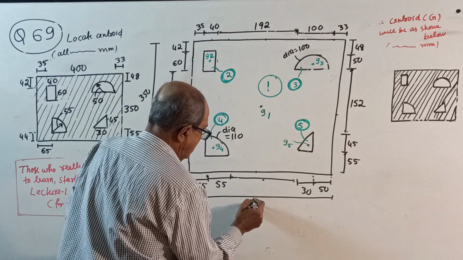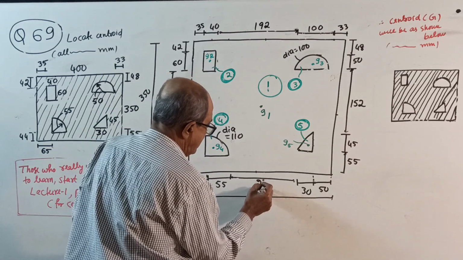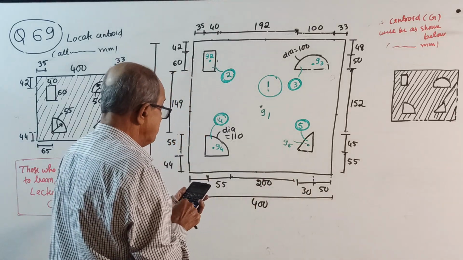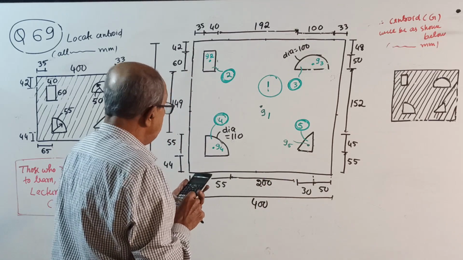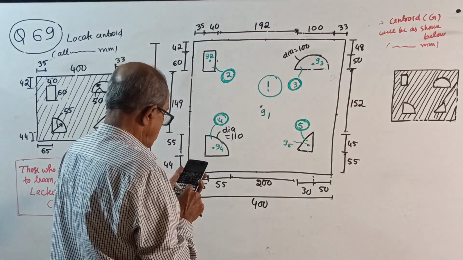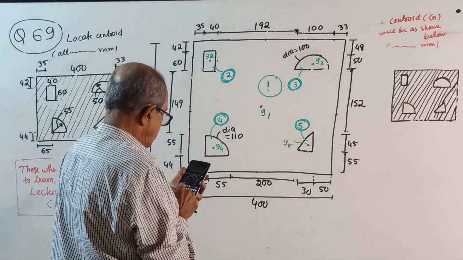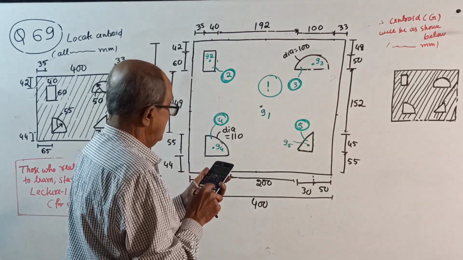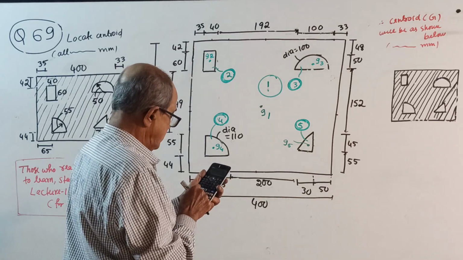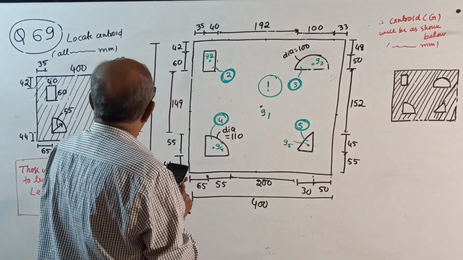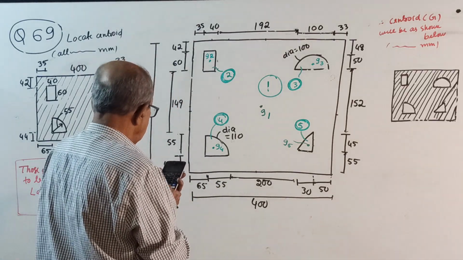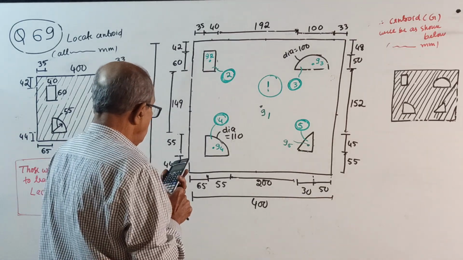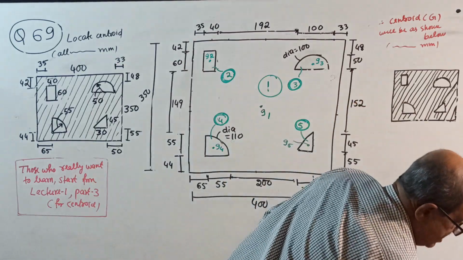Full is 400, this is 200. I'll check once. 65 plus 55 plus 200 plus 30 plus 50 is 400. 35 plus 40 plus 192 plus 100 plus 33 is 400. 50 plus 152 plus 45 plus 55 is 350. 42 plus 60 plus 149 plus 55 plus 44 is 350. Okay, agreed, correct.